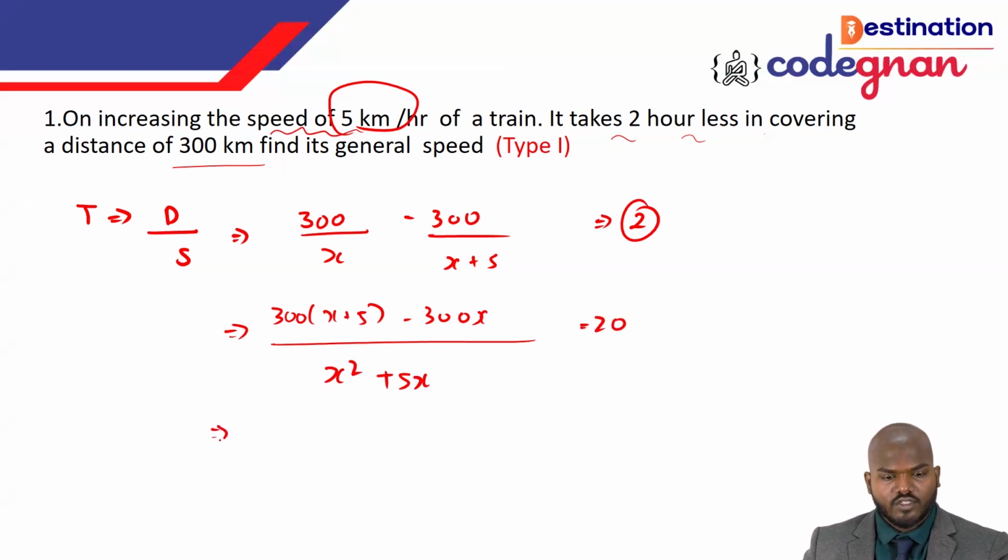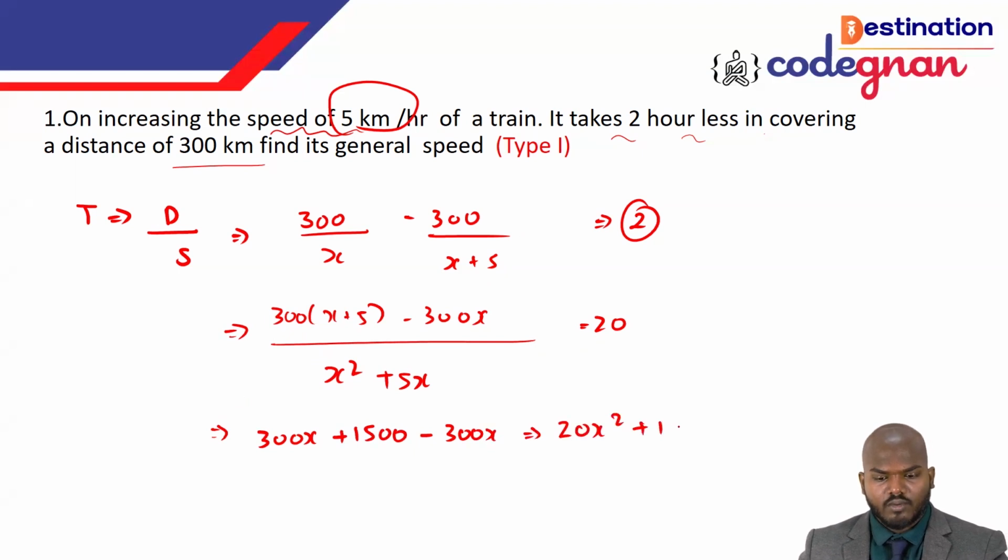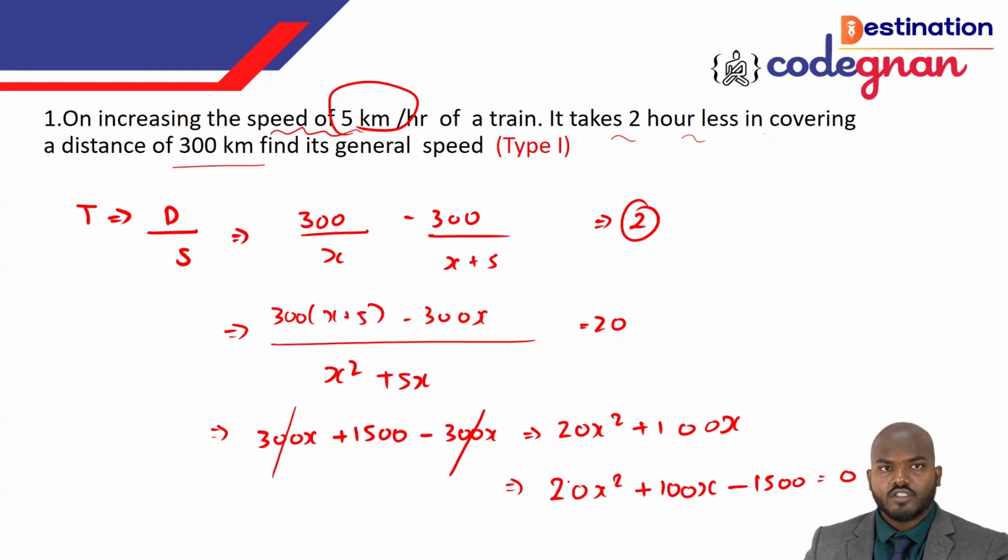If you take this one, this will give you 300x plus 1500 minus 300x is equal to 2x square plus 10x. Once you reach this, 300x cancels, and you take the 1500 to this side. It will come like 2x square plus 10x minus 1500 is equal to 0. What will we have?